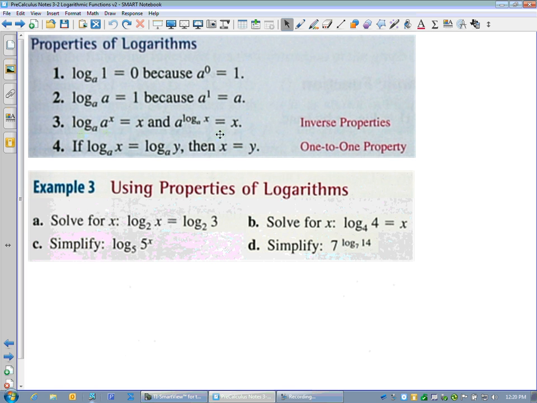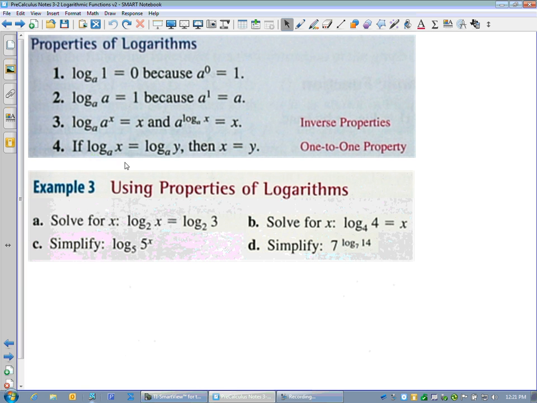Now the third one's called the inverse property. That says log base a of a to the x means that these 2 can cancel, and it just leaves the x. Likewise, if you have a to the log base a of x, then these 2 can cancel, and again it leaves just x. Those are called the inverse properties. We'll be using those a lot when we're solving logarithmic equations. So logarithms undo exponents, and exponentiation undoes logarithms.